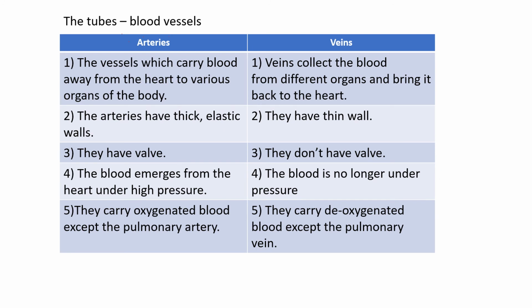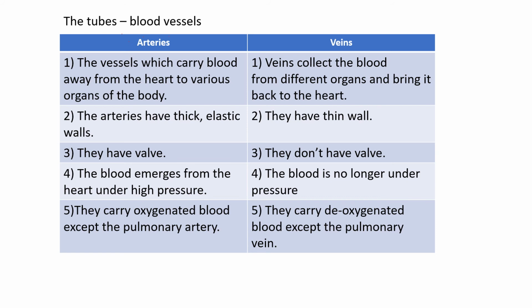One of the most important questions is to differentiate between arteries and veins. Let's learn about arteries first. The vessels which carry blood away from the heart to various organs of the body. The arteries have thick elastic walls because the pressure of the blood is high. They have valves. They carry oxygenated blood except the pulmonary artery.